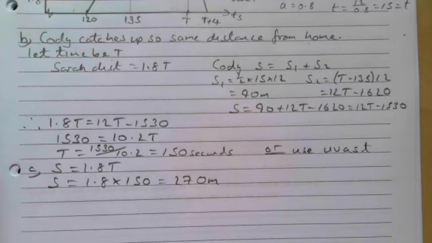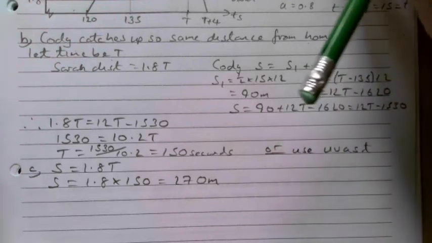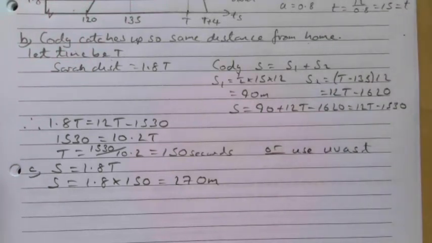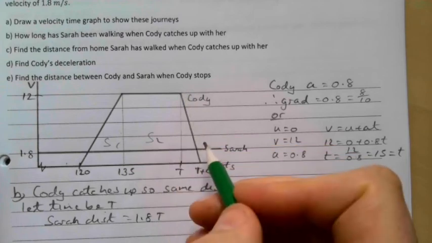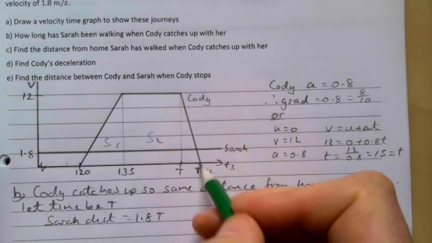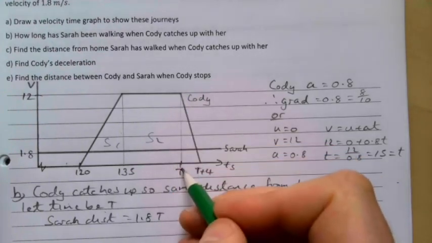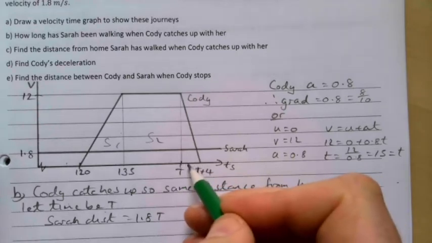Part D, find Cody's deceleration. So this is kind of part 3 then of this bit, and so we need to try and work this bit out. So we know that's 12, I suppose. We know that time is going to be 4, so we can just work it out from there.